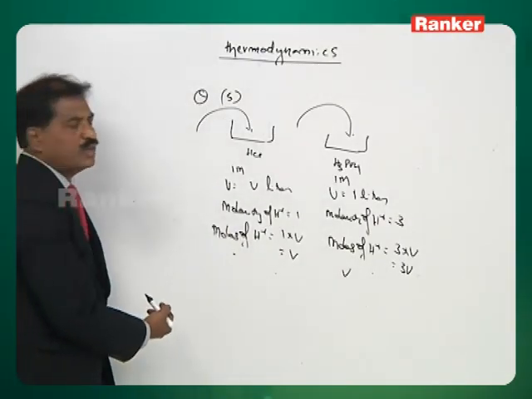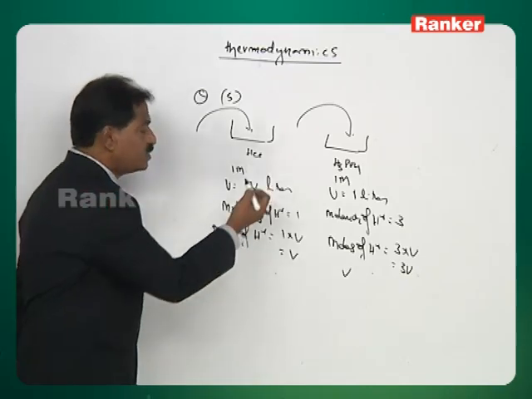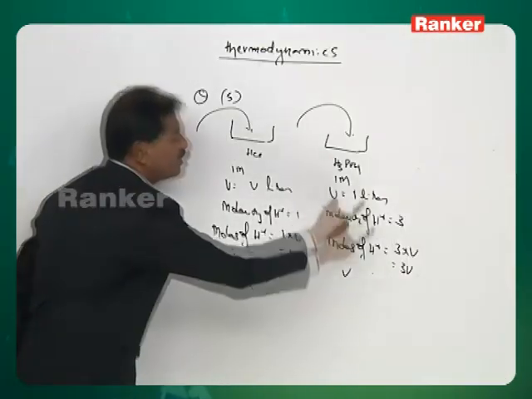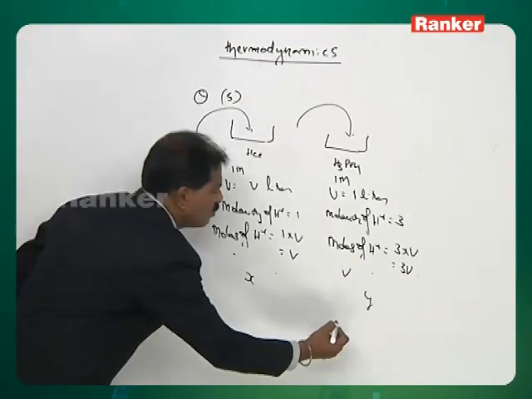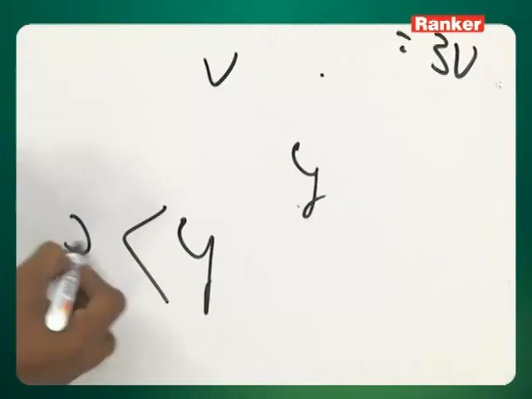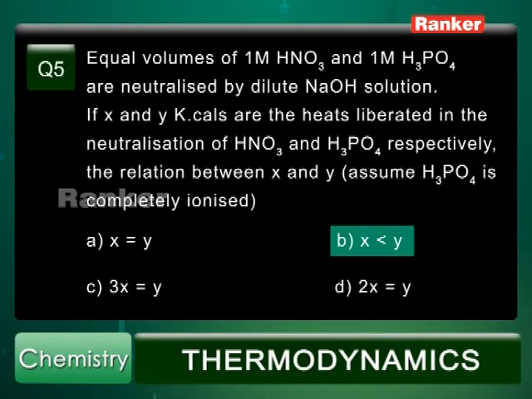Next, in the problem, they are given that the heat liberated from HCl is X and the heat liberated from H3PO4 is Y. Therefore, according to this relation, Y must be greater than X. The answer is Y is greater than X. Therefore, B, because in option B they are given that Y is equal to 3X. So Y is greater.